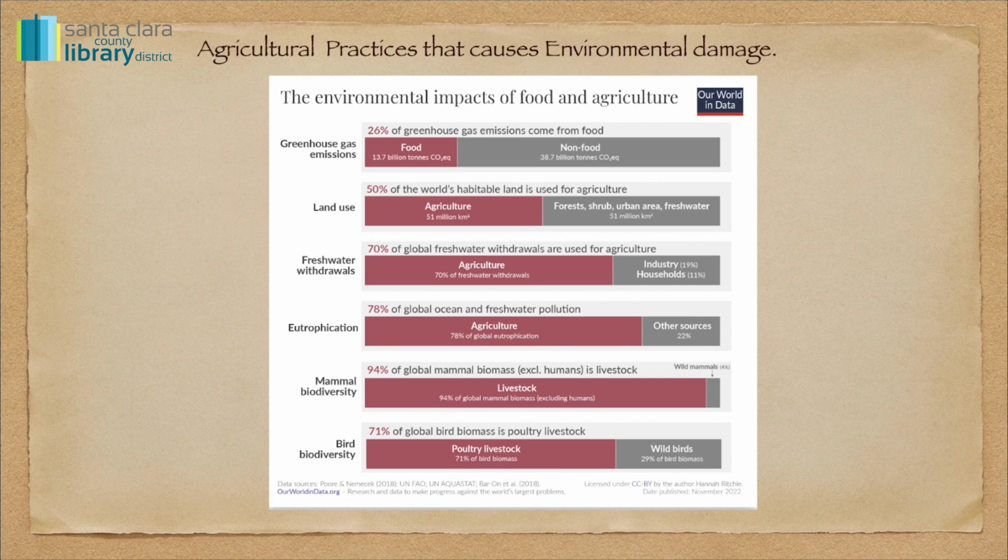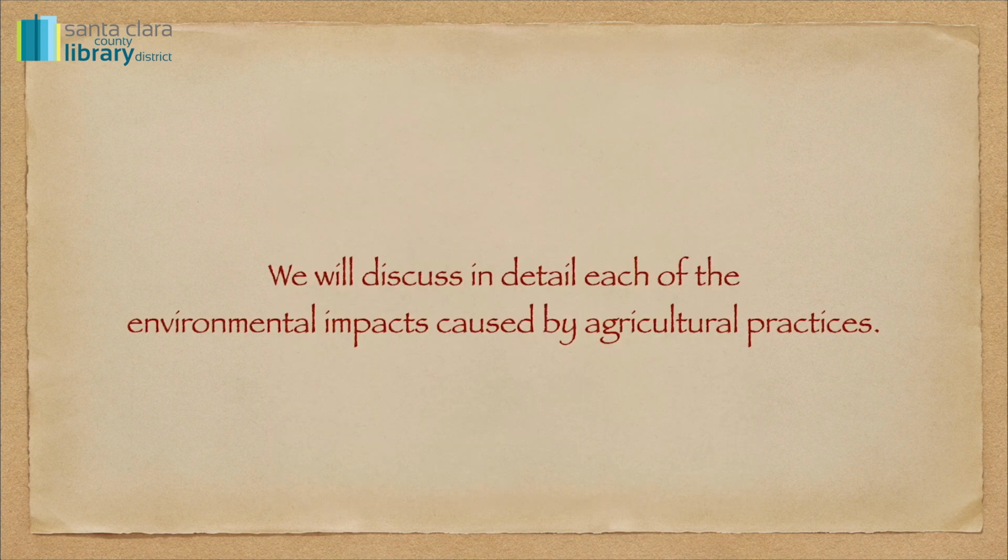What we eat and how we produce our food play a key role in handling climate change, reducing water stress and pollution, restoring lands back to forests or grasslands, and protecting the world's wildlife. We will discuss in detail each of the environmental impacts caused by agricultural practices.